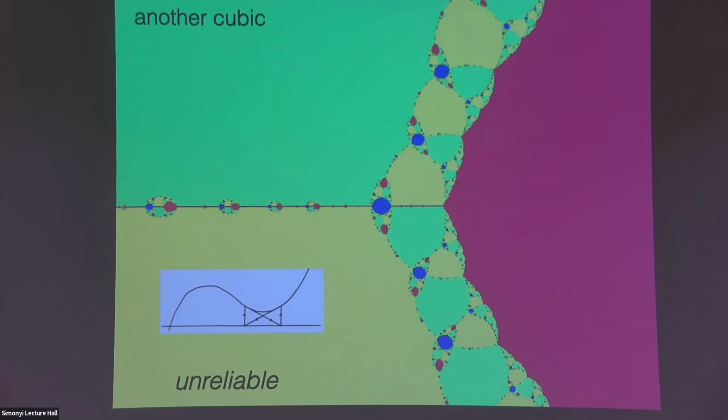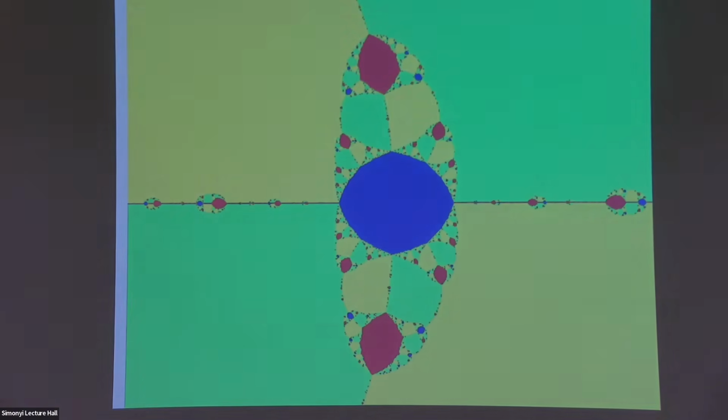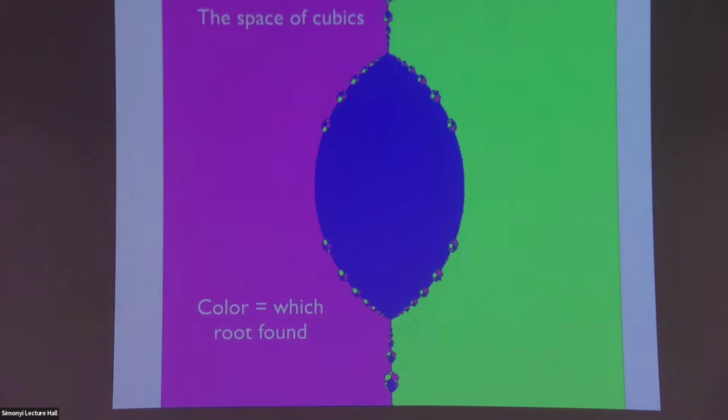And it was in this context that Steve Smale, in his program for numerical complexity theory, began asking if there is a simple formula like Newton's method for solving polynomials of degree 3, 4, 5, etc., that is, to the contrary, reliable. It doesn't have any of these blue regions. Now, this is a blow up of the blue region, so you can see it's fairly complicated.